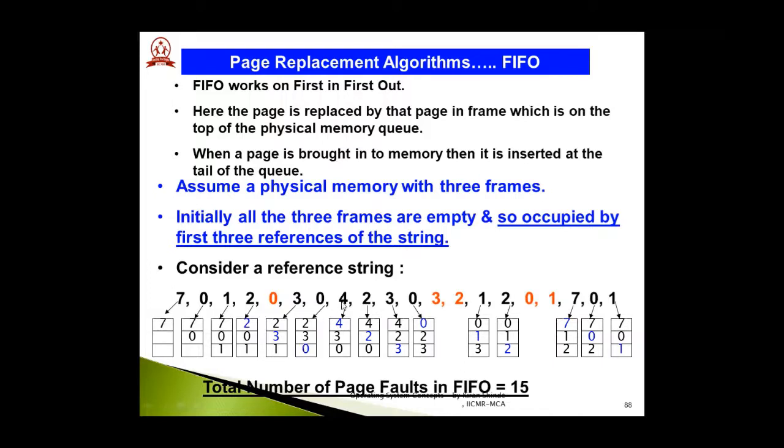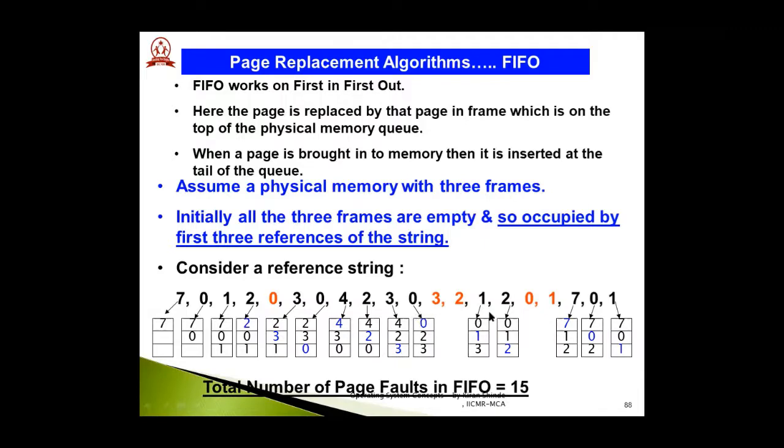Moving further, the next page in the string is 4. Again, continuing with the sequence, now the top element is 2, so 2 will be replaced by 4. Moving further, the next element is again 2. 2 will replace the next element in the frame, that is the second frame with 3. So 3 will be replaced by 2. Again moving further, the next element is 3. In order to replace the existing page, 0 is the victim page for this. So 0 will be replaced with 3.